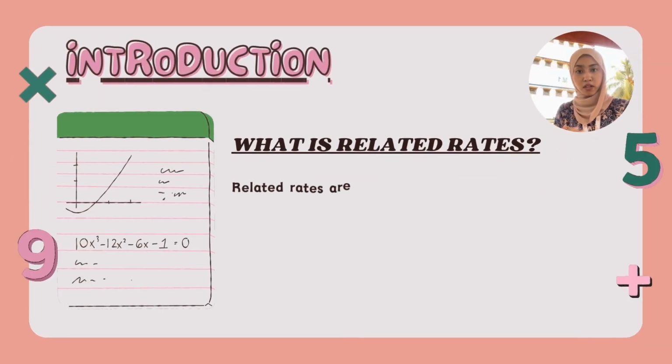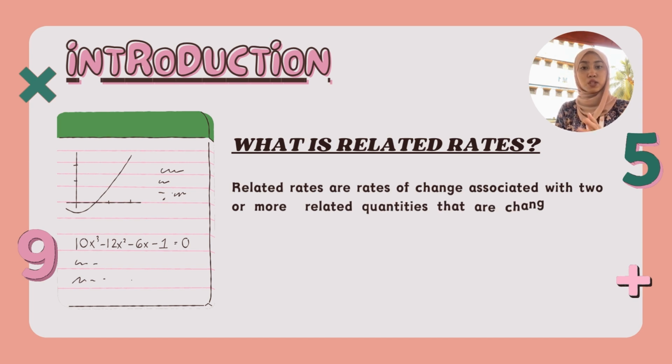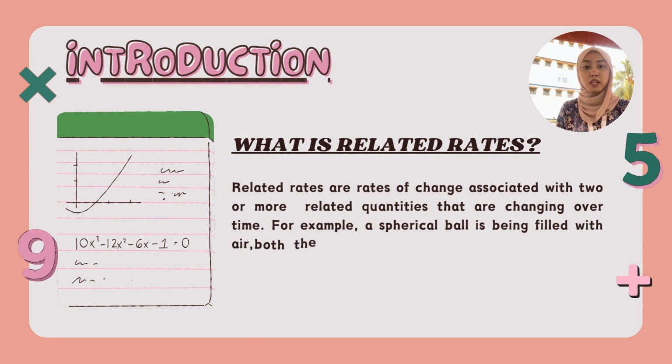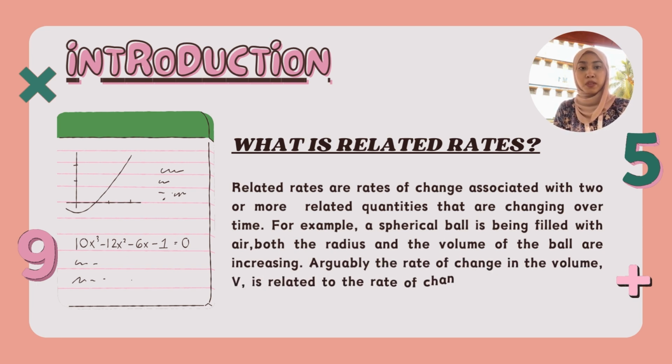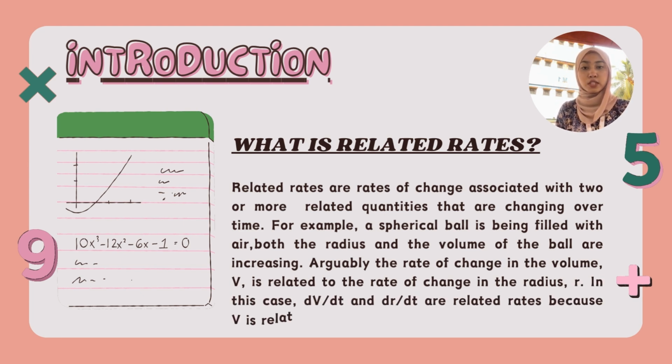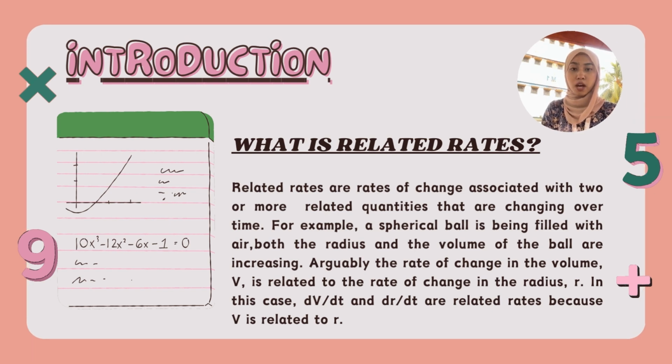What is related rates? Related rates are rates of change associated with two or more related quantities that are changing over time. For example, a spherical ball is being filled with air. Both the radius and the volume of the ball are increasing. Arguably, the rate of change in the volume, which is V, is related to the rate of change in the radius. In this case, dV over dt and dr over dt are related rates because V is related to r.